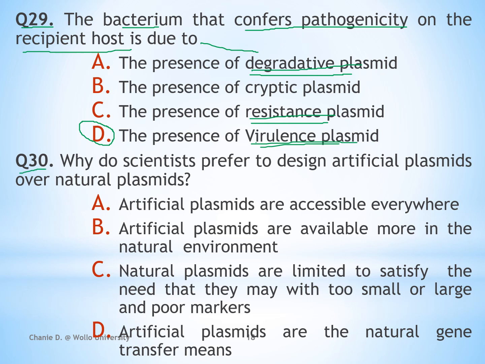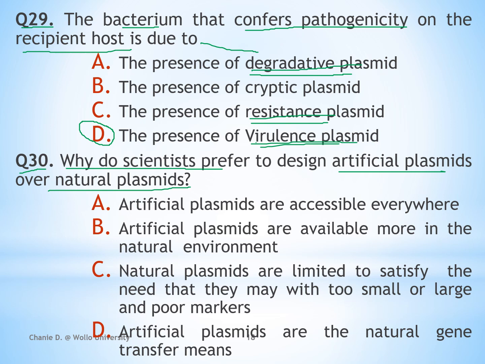Question number 30. Why do scientists prefer to design artificial plasmid over natural plasmids? This is the reason why scientists design artificial plasmid over natural plasmid. There are two types of plasmids, natural and artificial plasmid, as indicated in the question. Natural plasmid may not satisfy the need of the scientist because they may have a small or large size. Their size may be too small or too large.